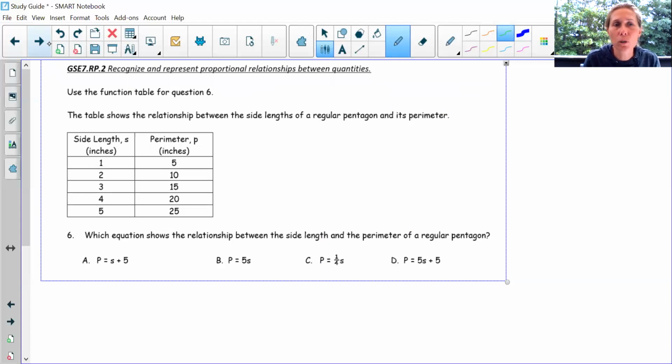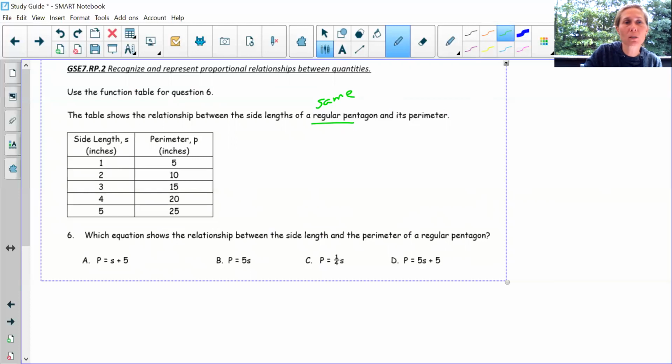Use the function table for question 6. The table shows a relationship between the side lengths of a regular pentagon and its perimeter. Now, regular means all sides are the same. If it says regular pentagon, that means all sides are the same. Regular hexagon means all 6 sides are the same. So let's look at this. It says, which equation shows the relationship between the side length and the perimeter of a regular pentagon?